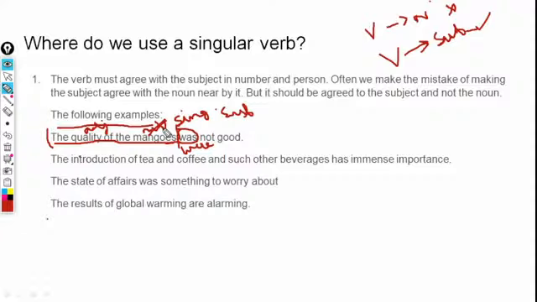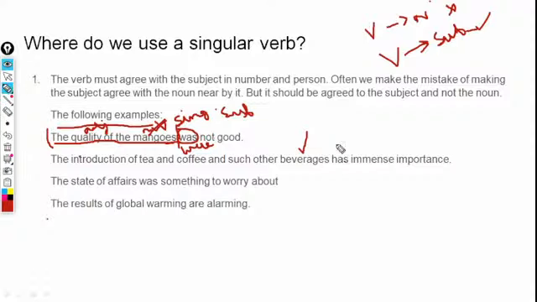Just because here we have singular subjects, we will write singular verbs. The introduction of tea and coffee and such other beverages has immense importance. What is the usual mistake? Beverages, this is a plural thing, right? This noun is a plural noun.